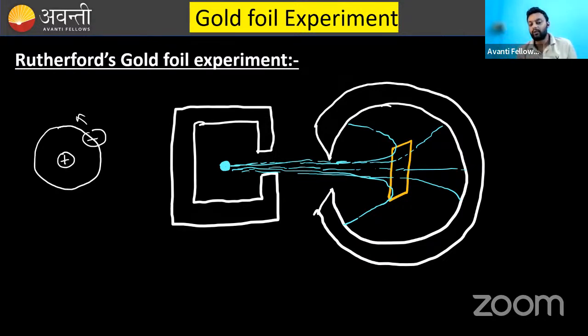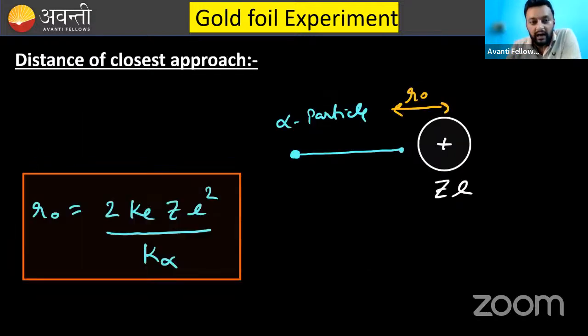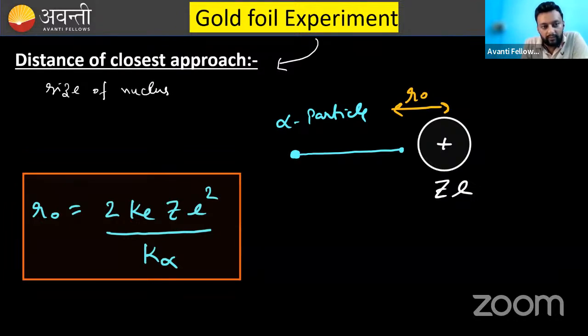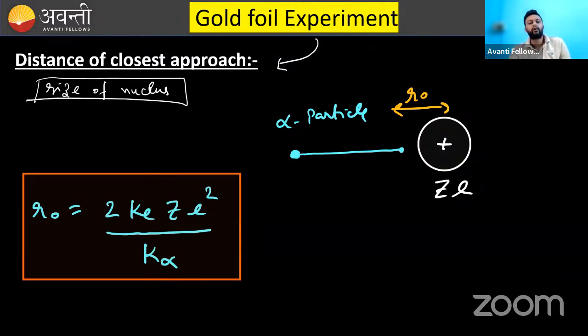There is one more statement that you should remember. After this gold foil experiment, he concluded two things. One is the distance of closest approach, or you can say the size of the nucleus. He estimated it with this experiment. So remember that the size of the nucleus was also determined by the gold foil experiment. Now, what is the distance of closest approach?